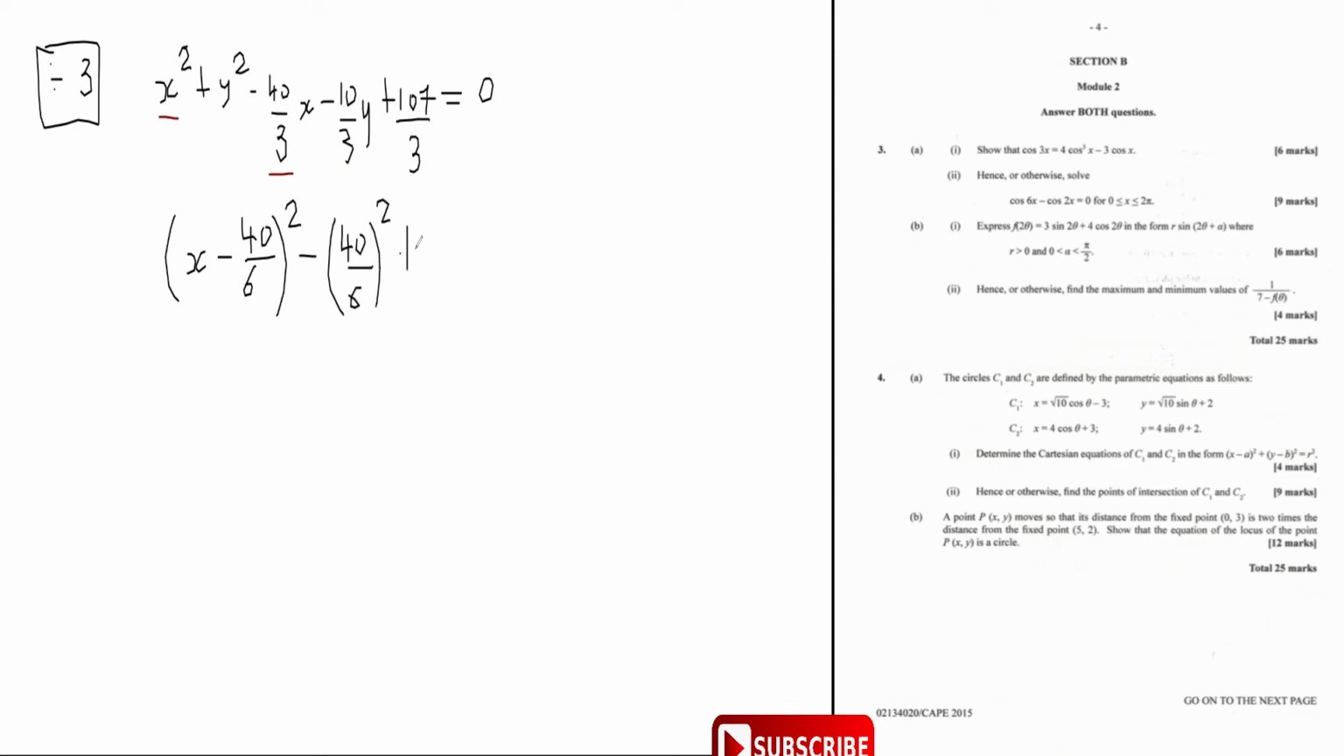Plus, completing the square for these two terms now, I'm going to have y minus 10 over 6, squared, and then I subtract back 10 over 6 squared, and put back the plus 107 over 3, and that's equal to 0.